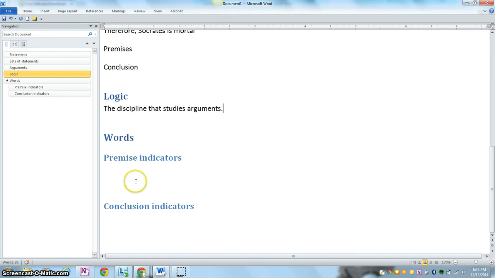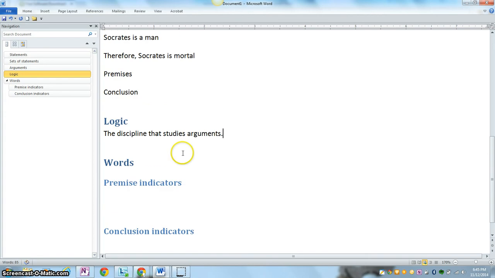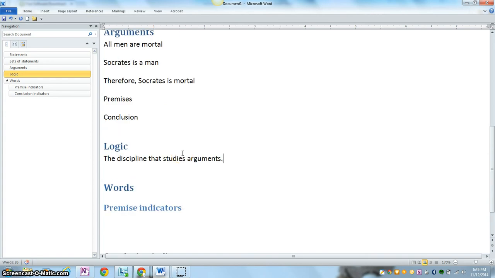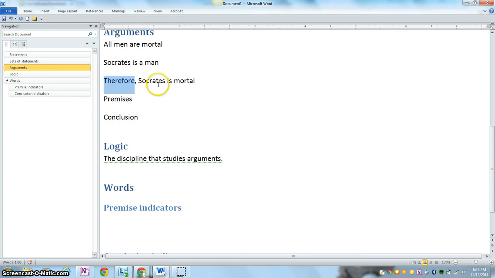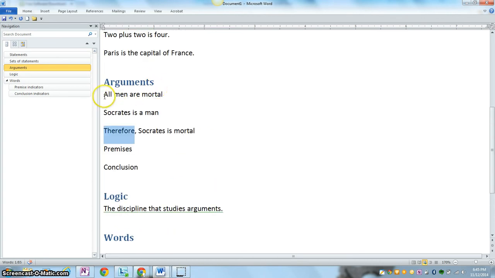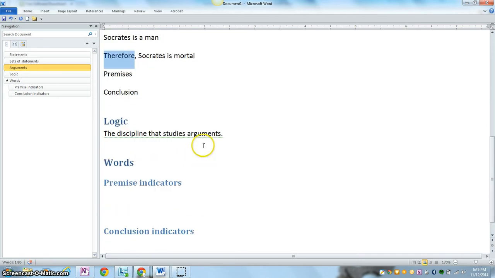Just a couple of additional things. When you're dealing with an argument, sometimes there are some words that are present in the argument that will tell you whether you're being given a premise or a conclusion. Look up here, for example, the word therefore in this first example of an argument that we looked at obviously introduces the conclusion.